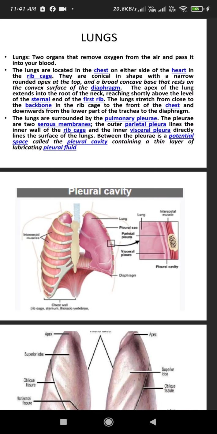Okay, so the main thing is that the lungs are covered by a membrane which is called a serous membrane or pulmonary pleura. The serous membrane is divided into two, parietal pleura and visceral pleura, and between these pleura there is a cavity which is called the pleural cavity, and this pleural cavity contains a lubricating pleural fluid. दो membrane हैं, parietal और visceral pleura, बीच में cavity है जिसमें एक liquid है, pleural fluid है.